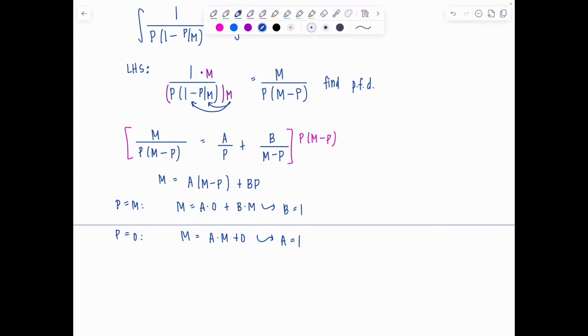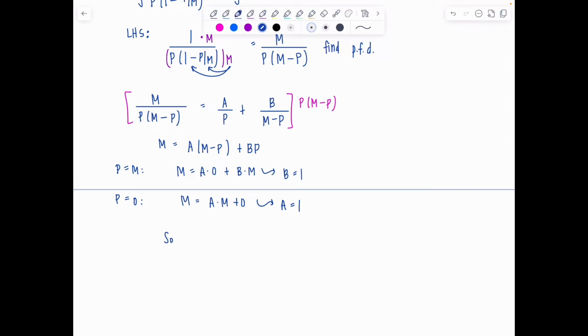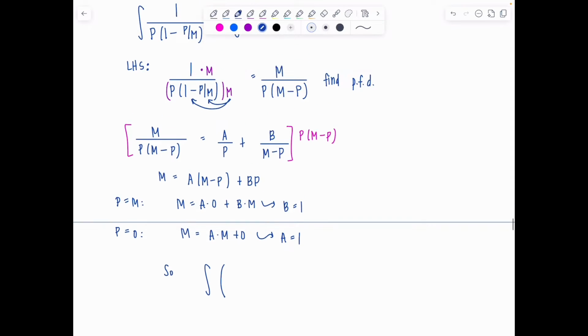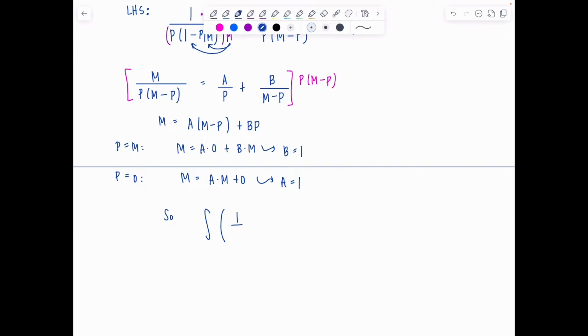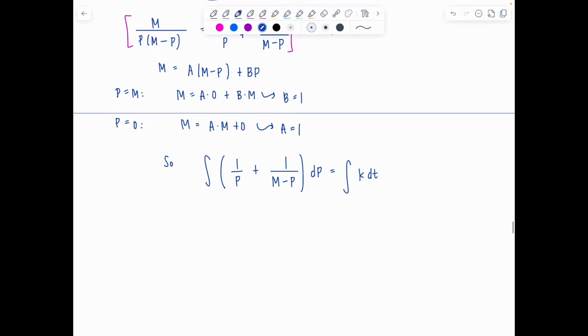Okay, so now let's put everything together. Originally we had an integral. And using my decomposition, this is 1, this is 1. So I'm just going to have the integral of 1 over p plus 1 over m minus p dp equals the integral of k dt. Fun? I love it. That worked out so nicely. Okay, now let's antidifferentiate throughout the equation.